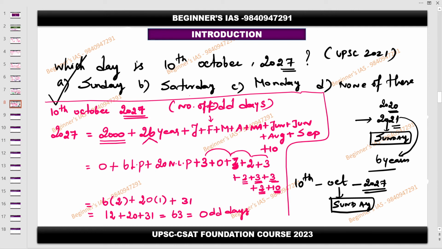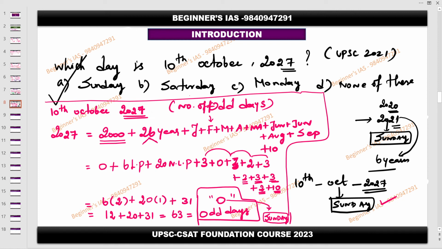How many odd days? Zero. Zero odd days defines Sunday. The same day. Sunday, yes. People check the answer. Both are the same. Here Sunday, here Sunday. This is the simple logic. This is the proper method. But learn the proper method to solve any kind of question.